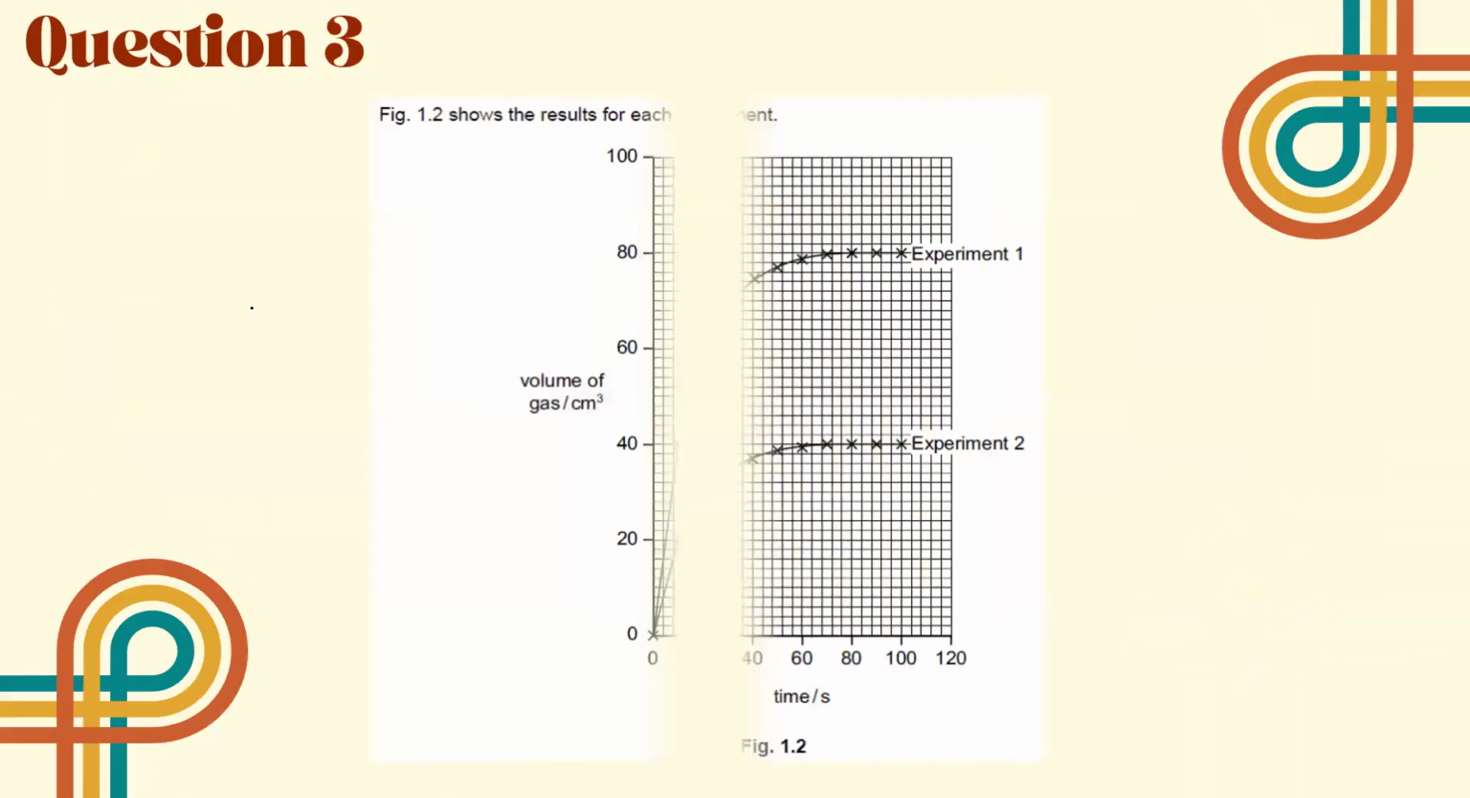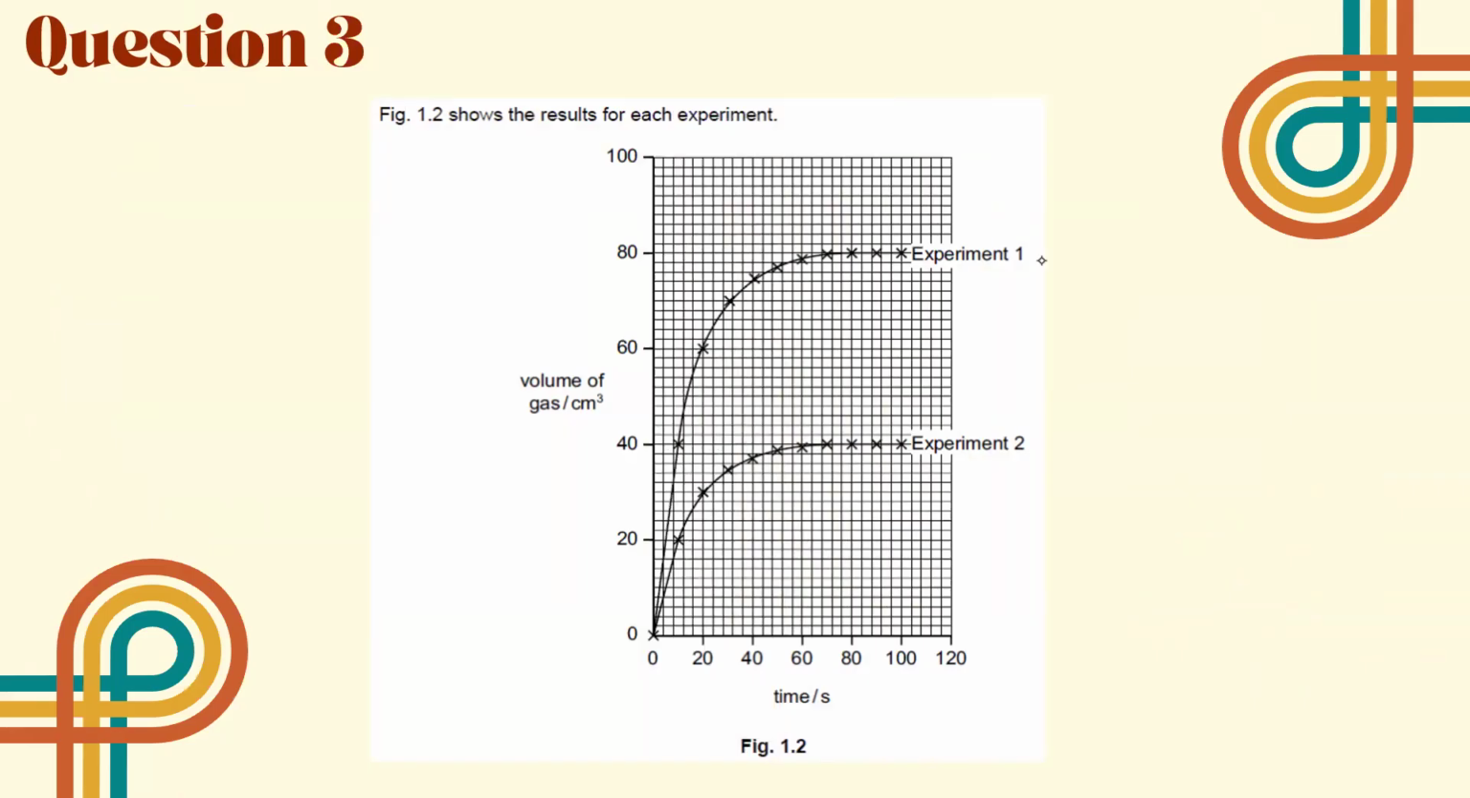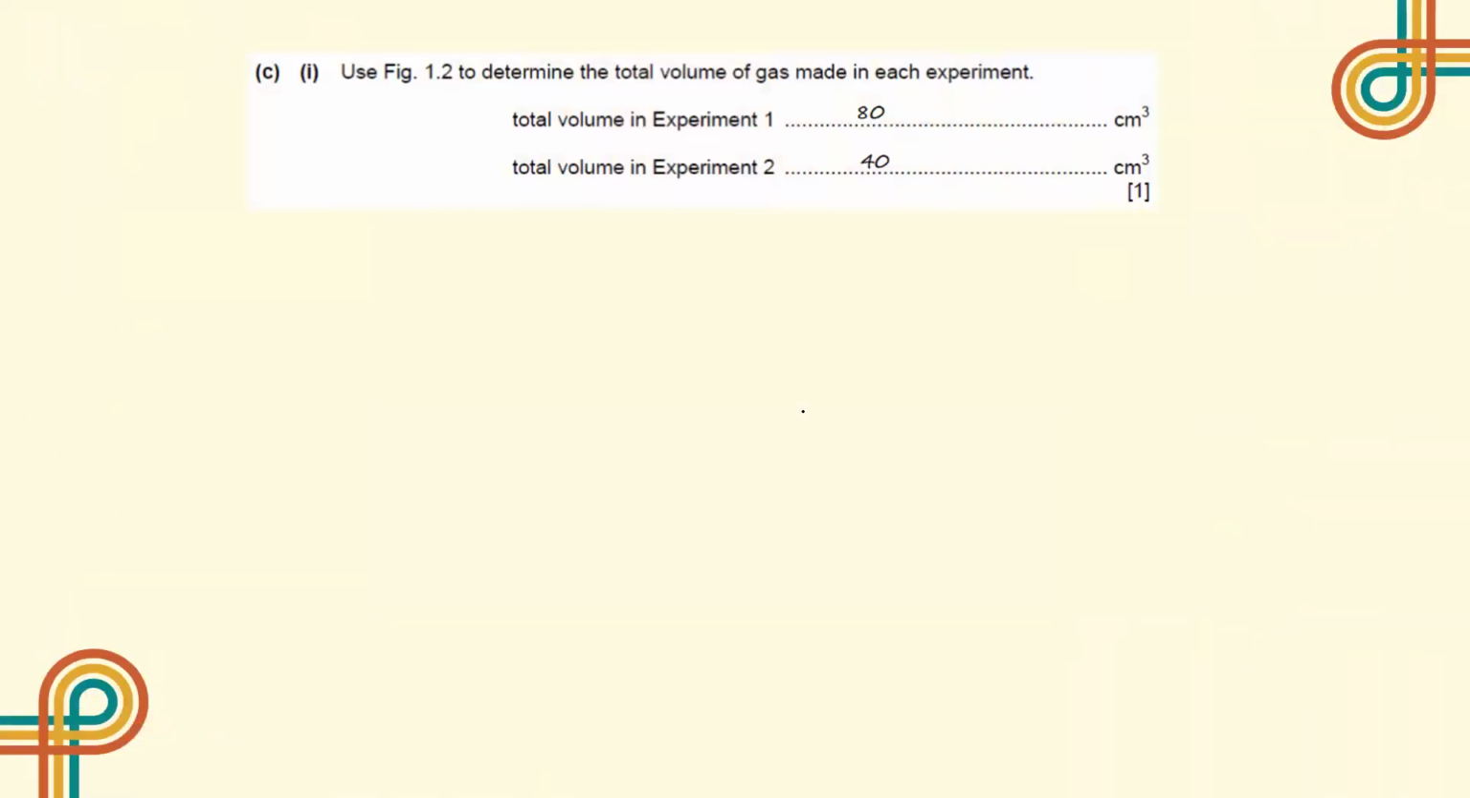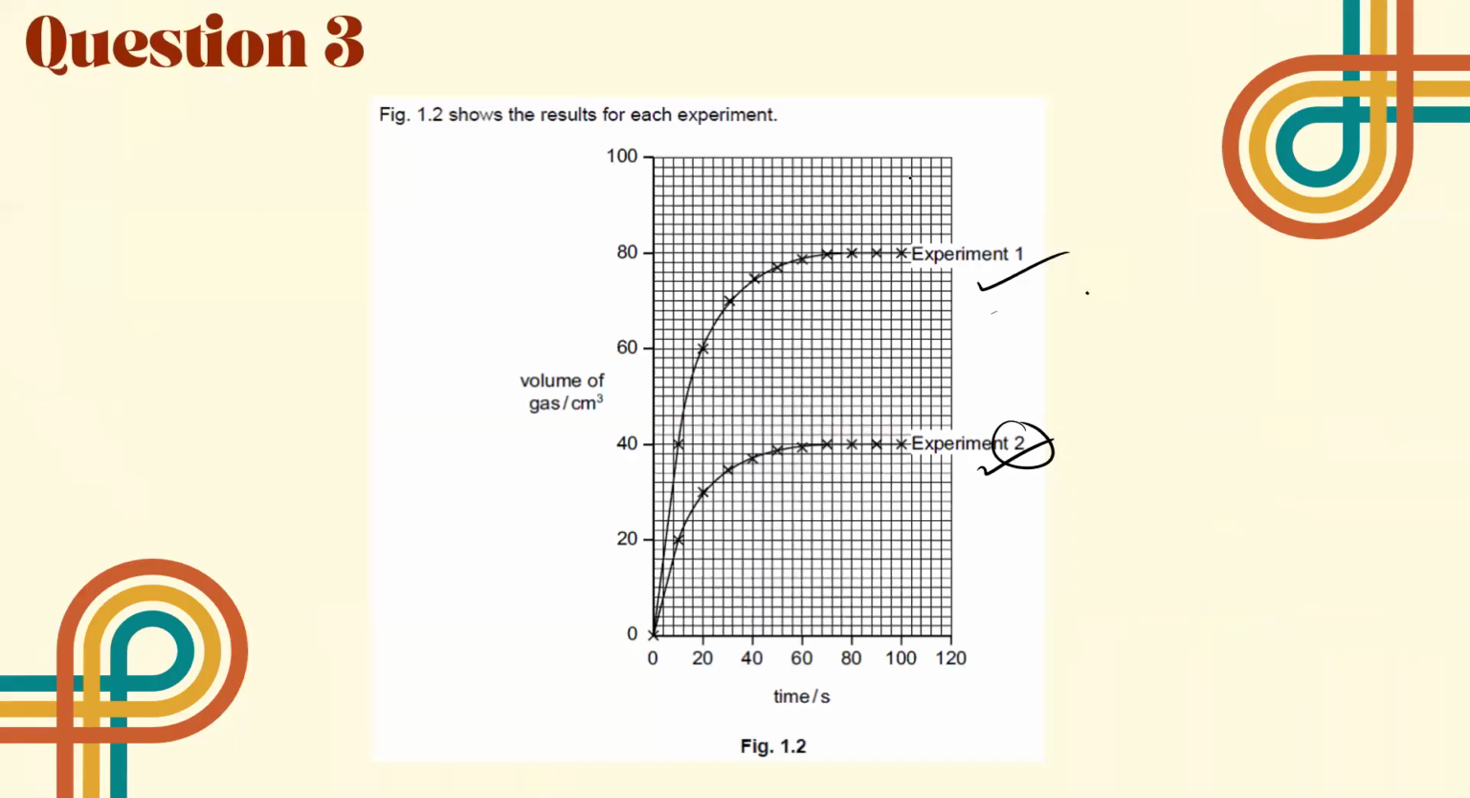Next question. You often get this type of graph in the questions where you have to analyze how much volume of gas is formed in experiment 1 and in experiment 2, which one is faster, which one is slower, and what change we have made so that experiment 2 is slower or is giving less volume of gas. Questions often ask you to determine the total volume of the products formed in experiment 1 and experiment 2. You can see it from the graph.